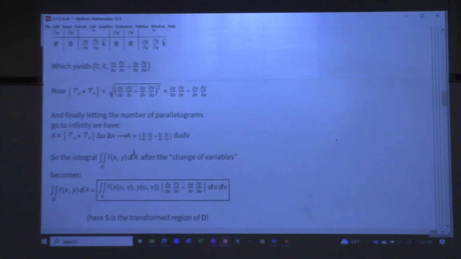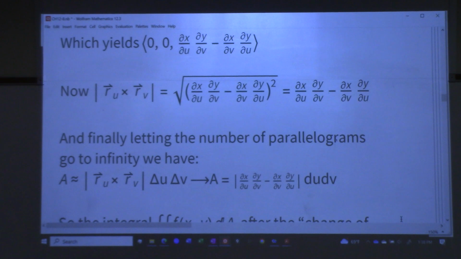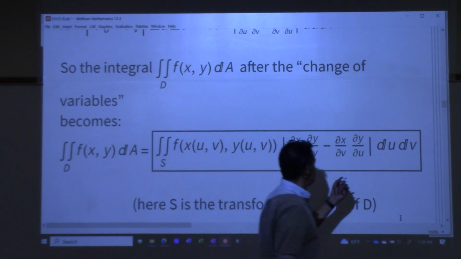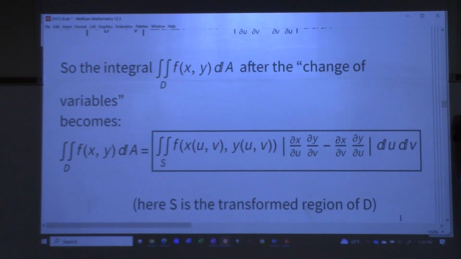So this is what we get. If we are ever in two-dimensional space and we do a change of variables, where our x gets changed into some function of u and v, and our y gets changed into some function of u and v as well.